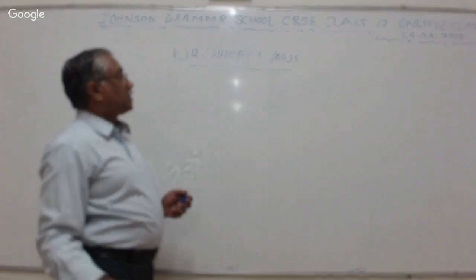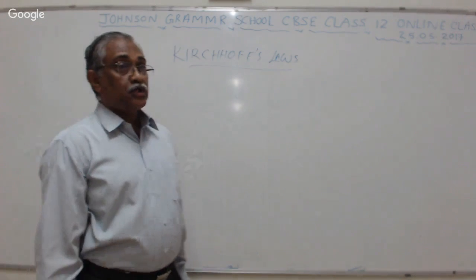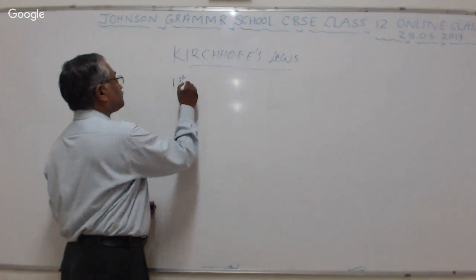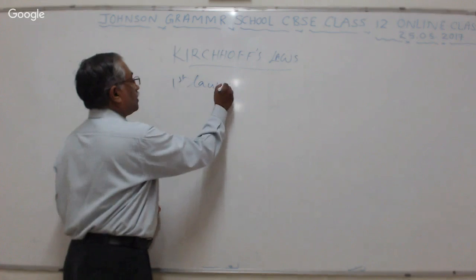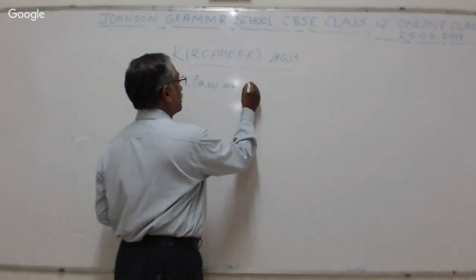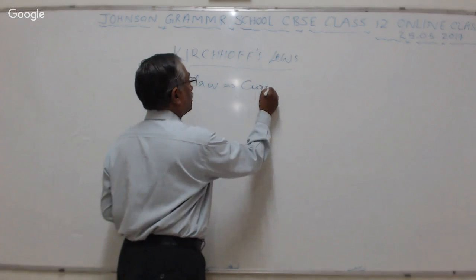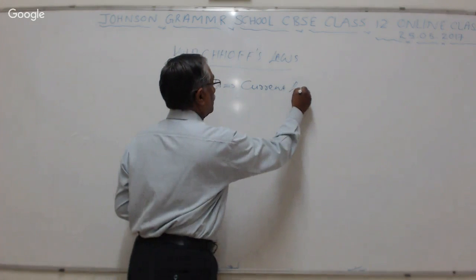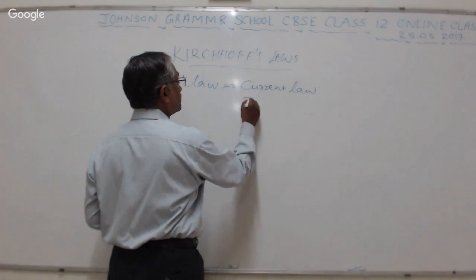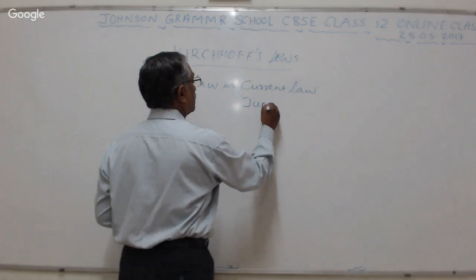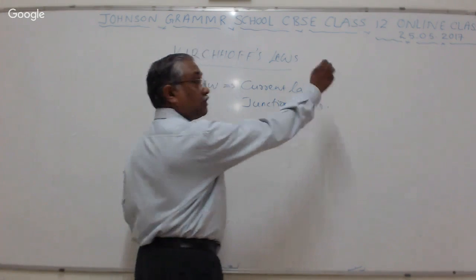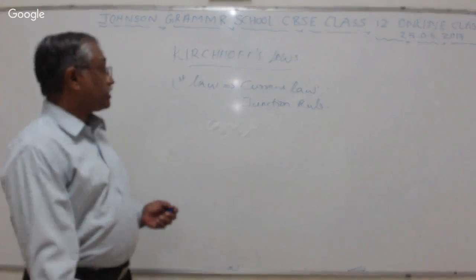So Kirchhoff's law, we have two laws. First law is also known as current law, or it is also known as junction rule. Current law or junction rule.